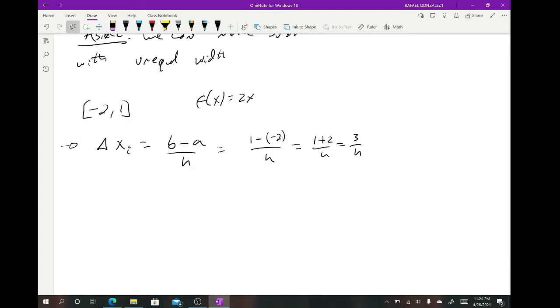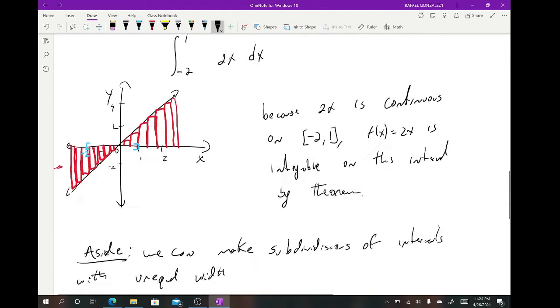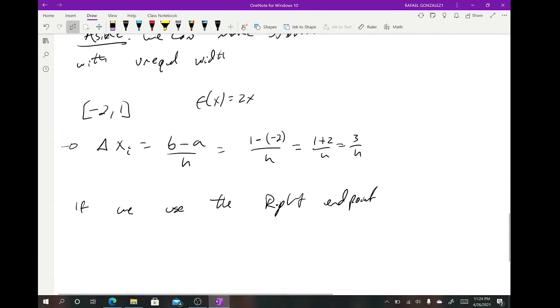Now, if we use the right endpoint, so I'm basically using a Riemann sum to evaluate this. If we use the right endpoint, we have, remember, xk is equal to a plus k delta x. Well, what is a? A is -2, so xk is equal to -2 plus k times 3 over n. So that is what our right endpoints are equal to.